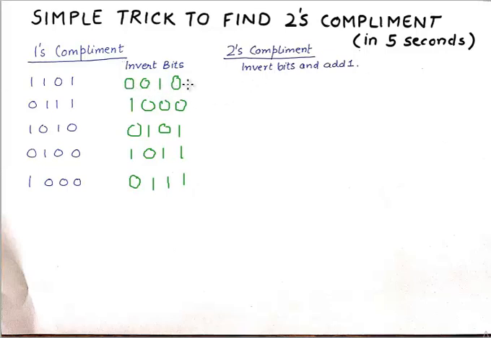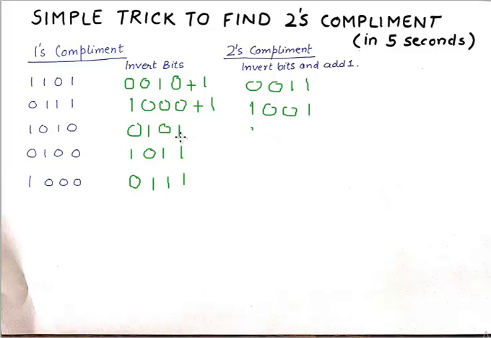So if we add a 1 to this number, what do we get? We get 0011. Adding a 1 to this number will give me 1001. This is binary addition, of course. So adding a 1 to the 1's complement is going to give us the 2's complement. That's the basic logic, or the algorithm, behind finding 2's complement.